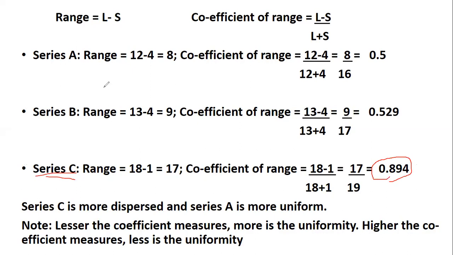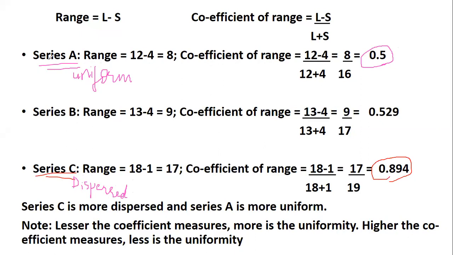Now another coefficient value for us is series A, which is lowest, that is 0.5. So 0.5 is lowest out of 3, and so series A is more uniform. Okay, series A is more uniform, but series C is more what? Dispersed. So series C is more scattered. They're scattered more, and series A is more uniform. They are very nearby to each other.